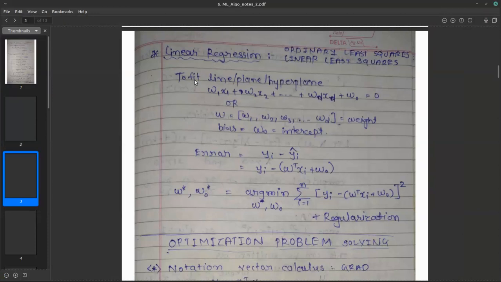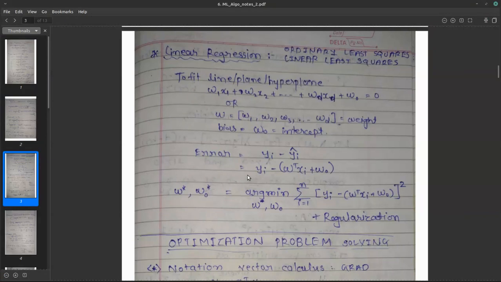So this linear regression is nothing but the simple thing that we are seeing from the subject one also. In the gradient descent, we were using linear regression. The formulation that we were using was linear regression only, right? It is also called ordinary least square method or linear least square method.